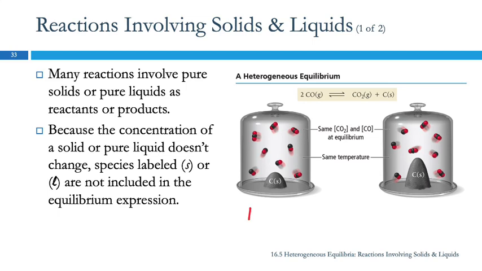And if we wanted to write the expression for that in terms of Kc, it would be the concentration of the product divided by the concentration of the reactant squared because of the 2. The solid doesn't change its concentration, so it doesn't need to be included. This is something that made things a lot easier also.